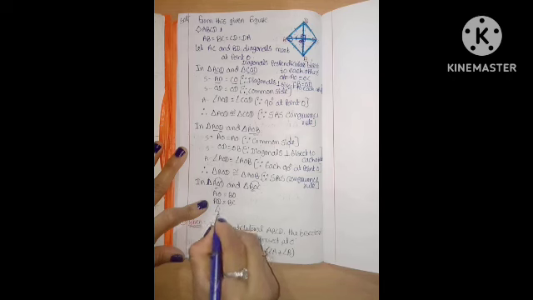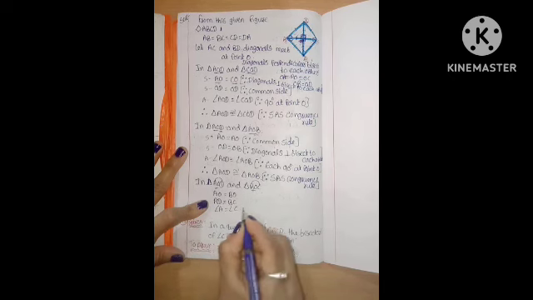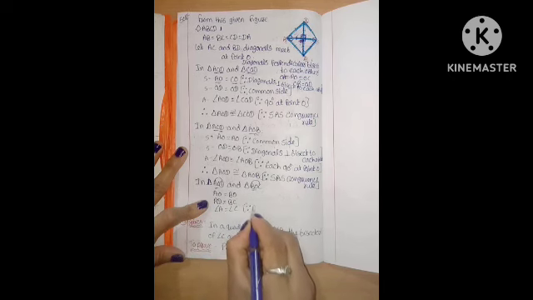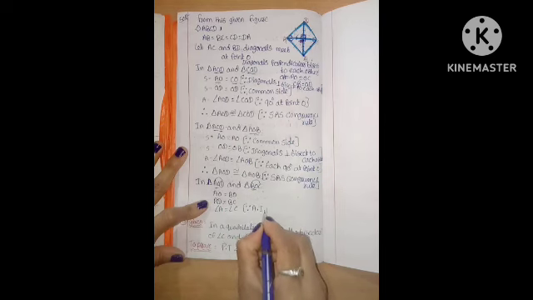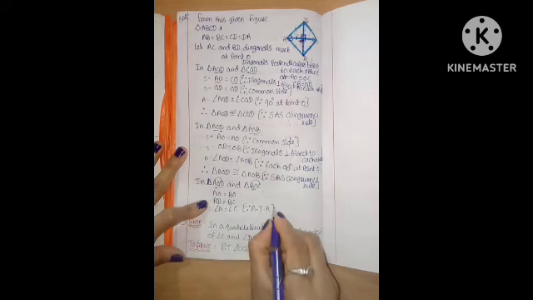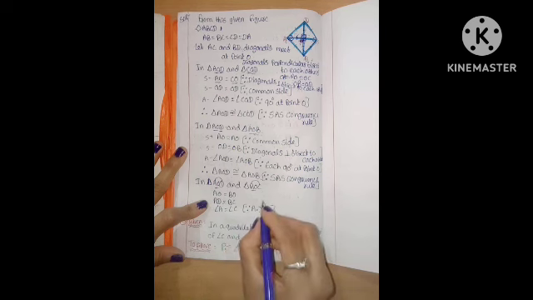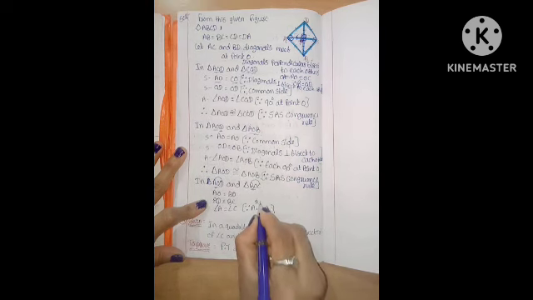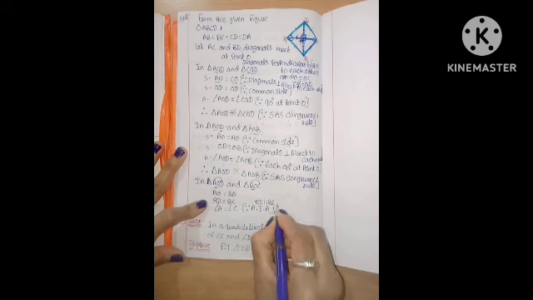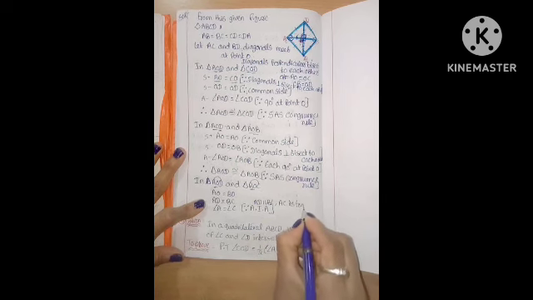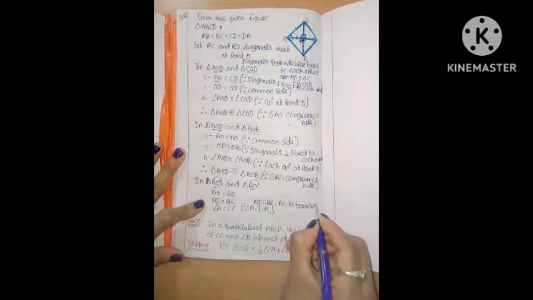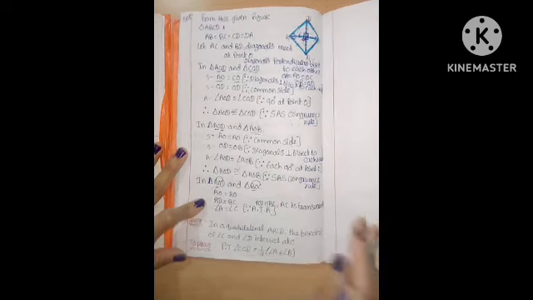Why is angle A equal to angle C? These two are alternate interior angles, and they are equal. Here AD is parallel to BC, so AC is the transversal. Are you clear? Have you understood?